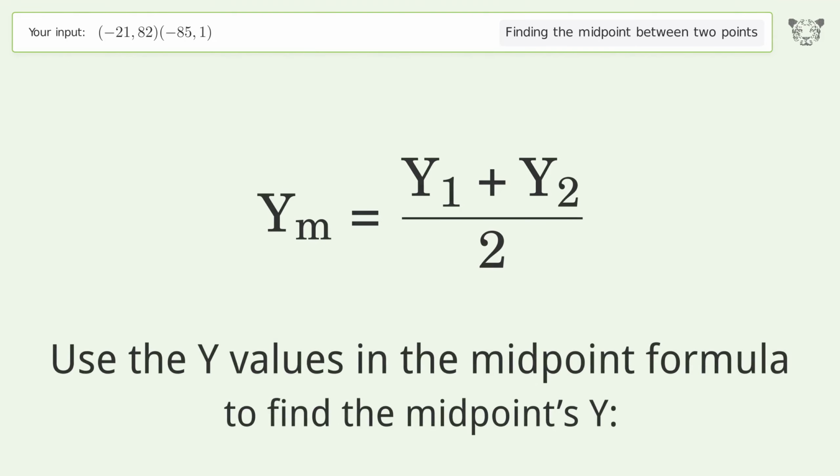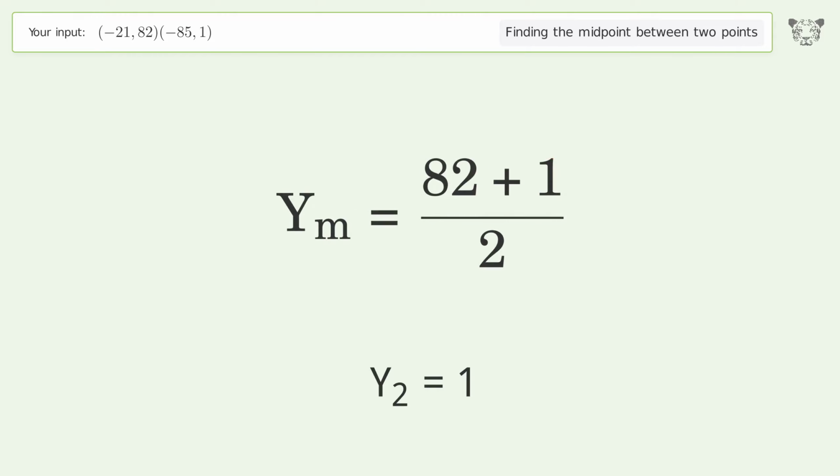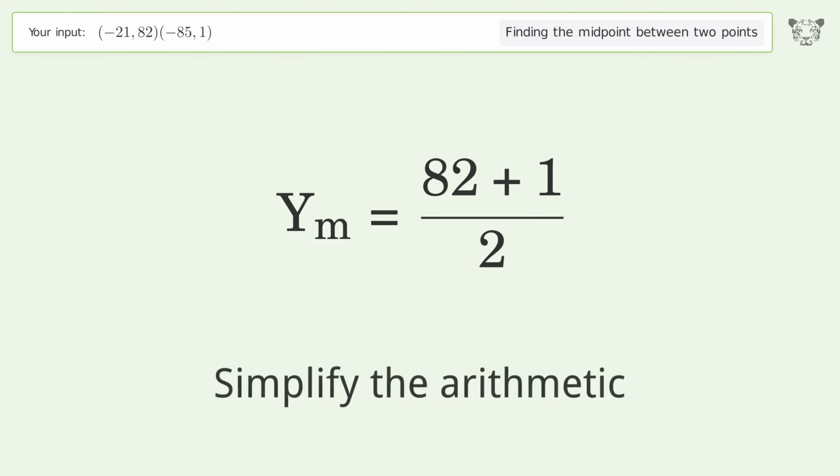Use the y values in the midpoint formula to find the midpoint's y. y1 equals 82. y2 equals 1. Simplify the arithmetic.